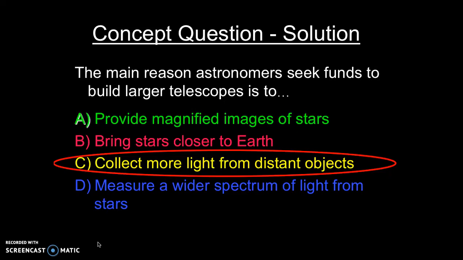Okay, so it's all about wanting more light. So remember, the best way to think about telescopes is that it's one big light bucket. The more light, the better. So the bigger our bucket, the bigger our telescope, the more light we can collect from distant objects.